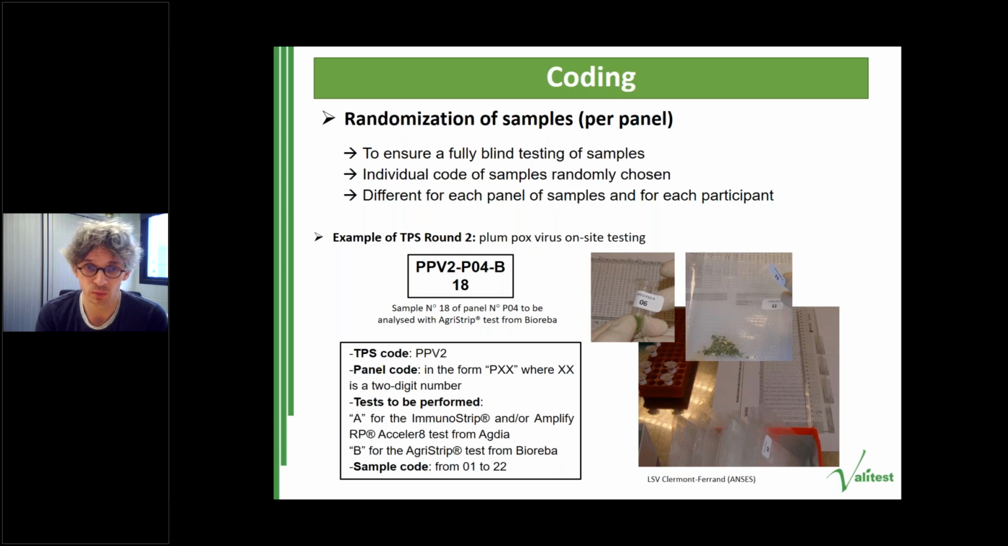And on this slide, we just show you an example. It actually corresponds to the stickers which were on the tubes and on the bags shipped for the PPV on-site testing. PPV2P04B18 stands for: PPV2 corresponds to the TPS code, P04 to the code of the panel, B corresponds to one of the tests, and 18 to the code of the sample.